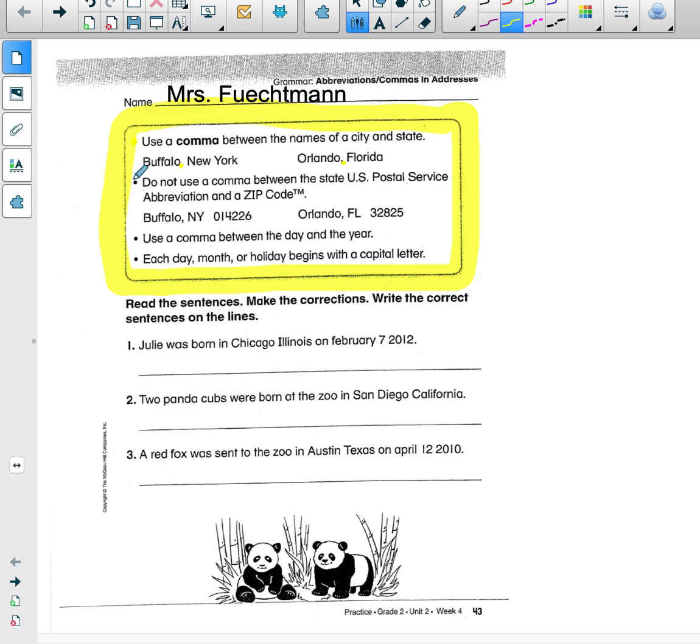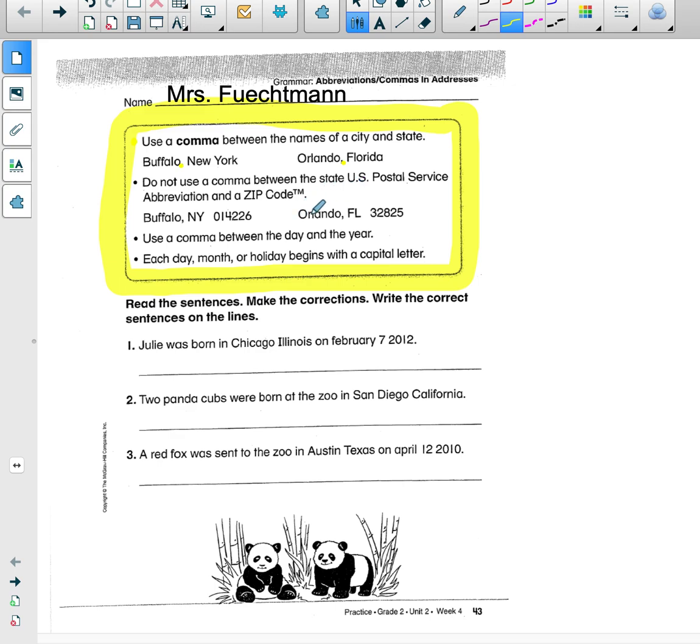Let's read it. 1, 2, read. Do not use a comma between the state U.S. Postal Service abbreviation and a zip code. So if they're giving you city, state, you can see that lovely comma between there. But between the zip code, this long number, and the state, we don't need anything at all, just a space.